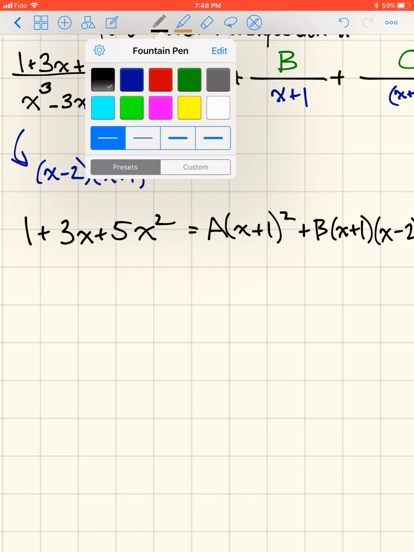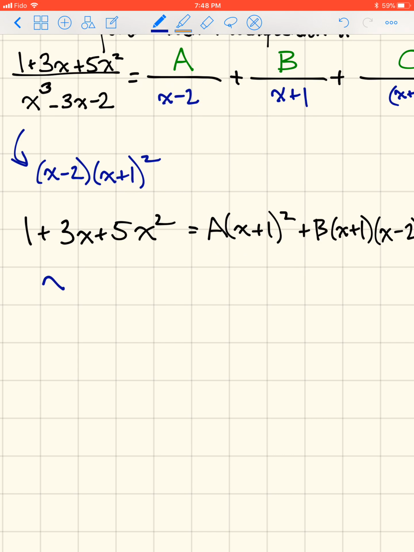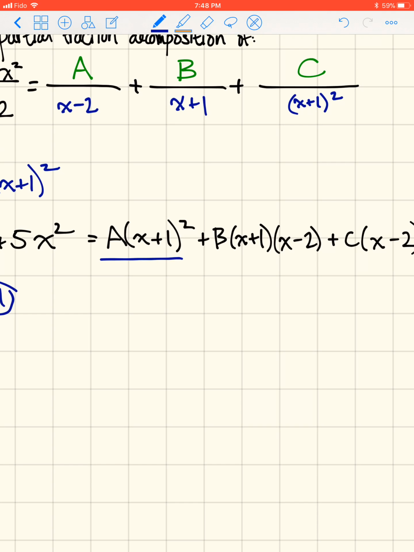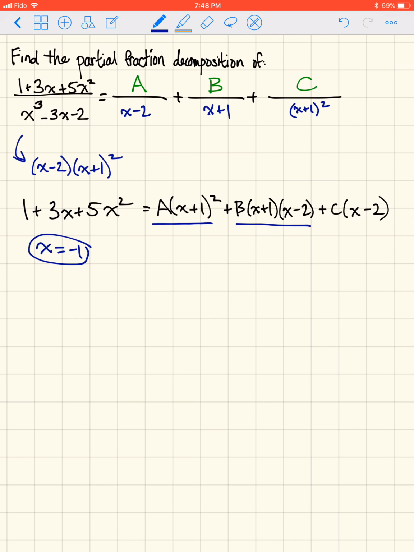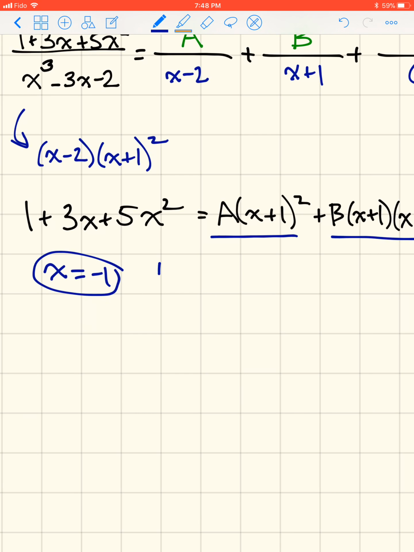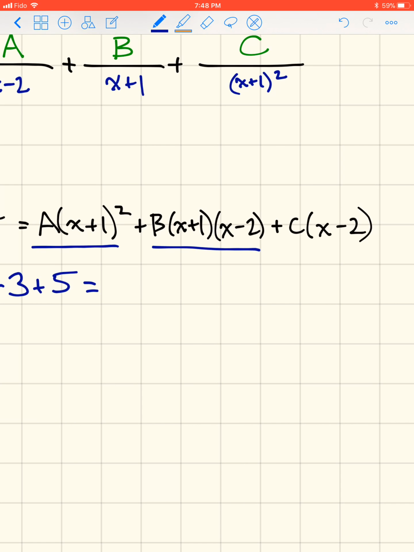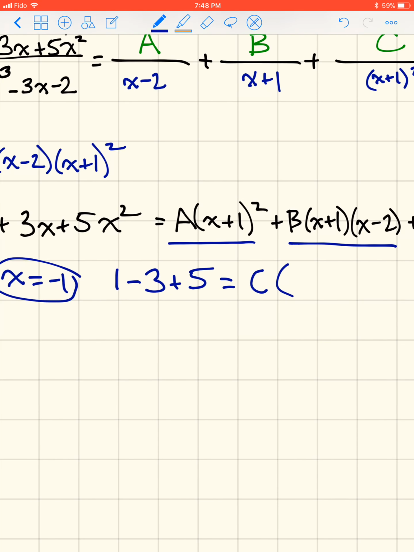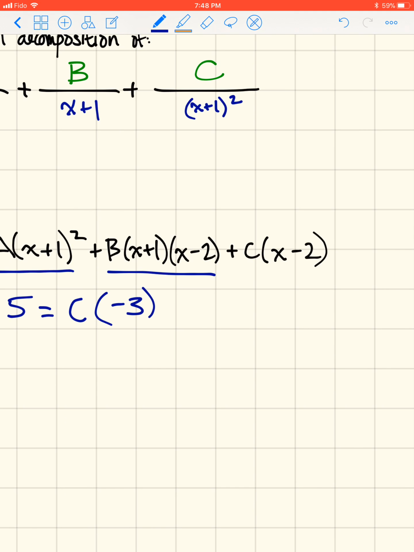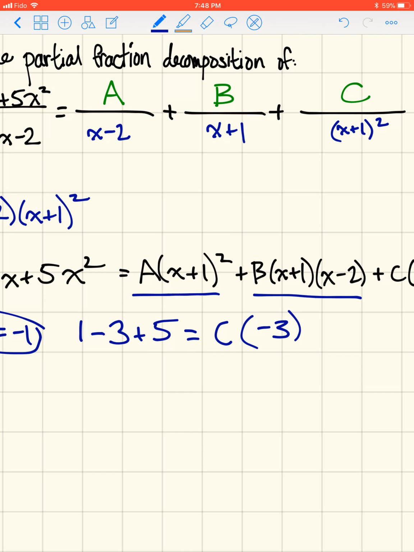If we take some kind of smart values. For instance, if x is negative 1, you can see that this A term here is going to be 0 because negative 1 plus 1 is 0, and that makes the whole thing 0. Same with the B term here. So that's a good value to do. That's going to be a 1 minus 3 plus 5 is equal to C, and x is minus 1, so that's a minus 3. Minus 2 and 3 equals, well, that's easy. C has to be negative 1.